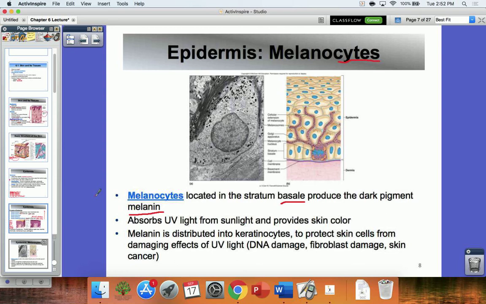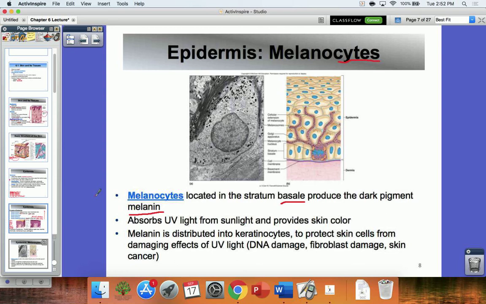And everyone has melanocytes. No matter what your skin color is, everyone has melanocytes. It's just that some people's melanocytes produce more pigment than others. The more pigment, the darker your skin tone is. What's also interesting for melanocytes is that they're going to be responsible for absorbing UV radiation.